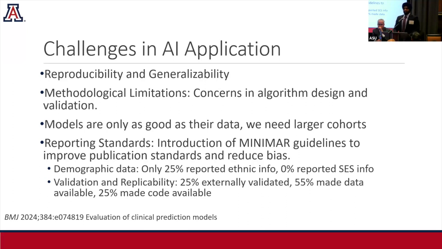We did a systematic review of the AI literature, and we found that only 25% reported ethnic information and 0% reported any socioeconomic information. So the external validity of some of these studies is quite thrown into concern. Very few are actually externally validated, 25%, and 55% have made the data available. Only 25% made the code available. So you see, these models are only as good as their code. They're only as good as their data. Without that, it's very difficult to analyze and interpret how effective they really are.